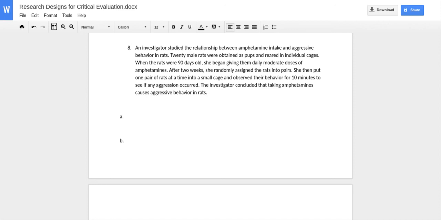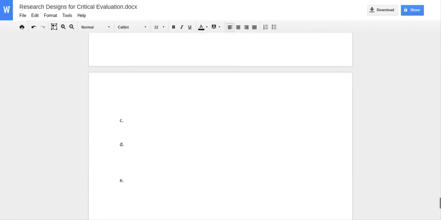So if you choose this one, again, what type of design is it? What are the variables? And if it's a causal claim or an experiment, what are the levels of the IV? And what's the DV or criterion variable? What is the conclusion and is it right? And what are the flaws, if any, and how maybe would you fix them?